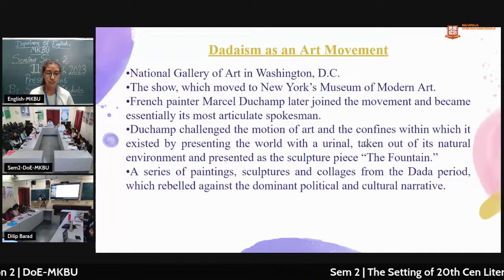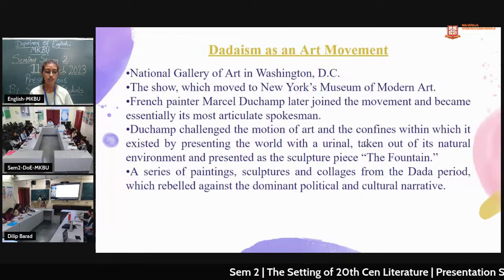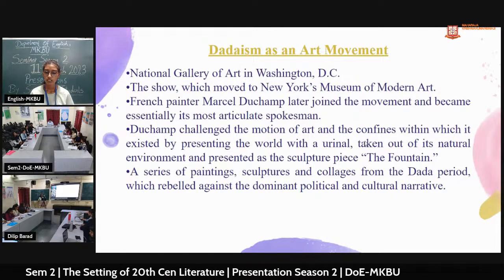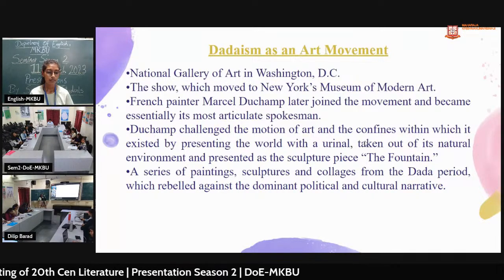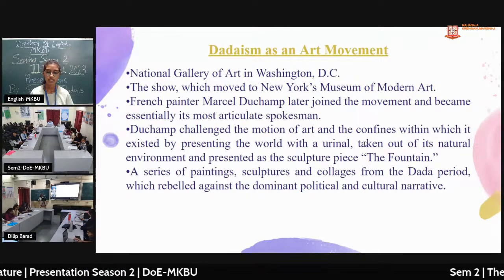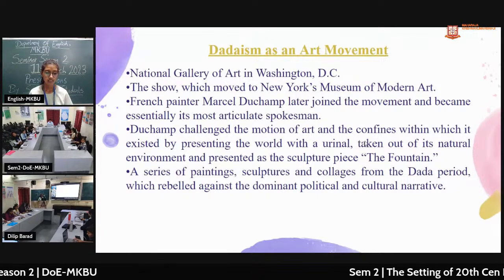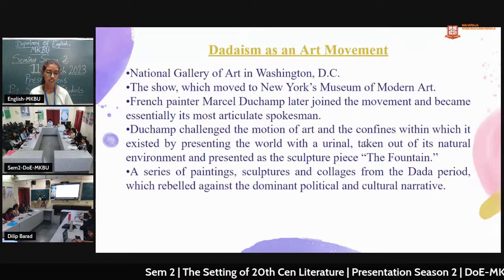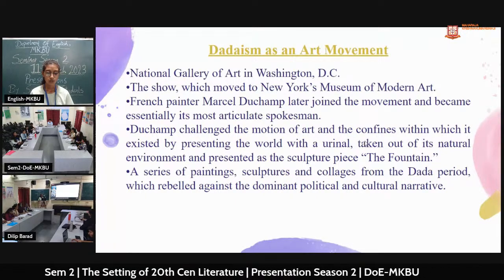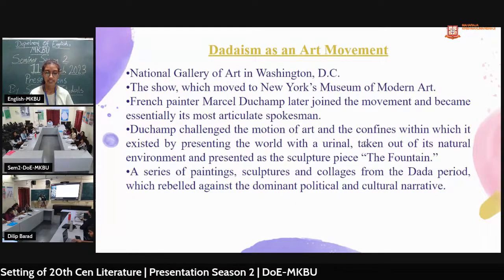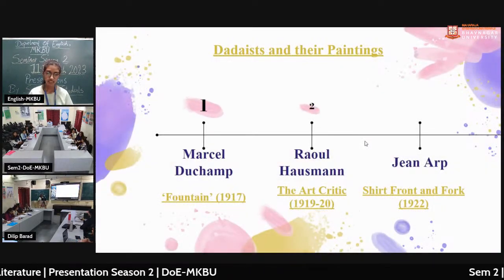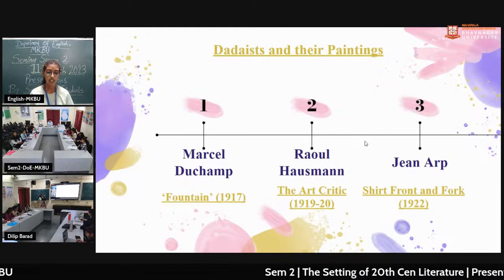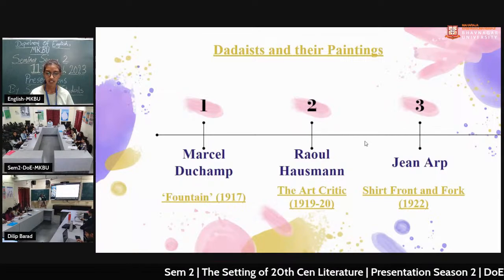Duchamp challenged the notion of art and the confines within which it existed by presenting the world with a urinal taken out of its natural environment and presented as a sculpture piece, the Fountain. A series of paintings, sculptures, and collages from the Dada period rebelled against the dominant political and cultural narrative. These are the main Dadaists and their works: Marcel Duchamp, Raoul Hausmann, and Jean Arp.